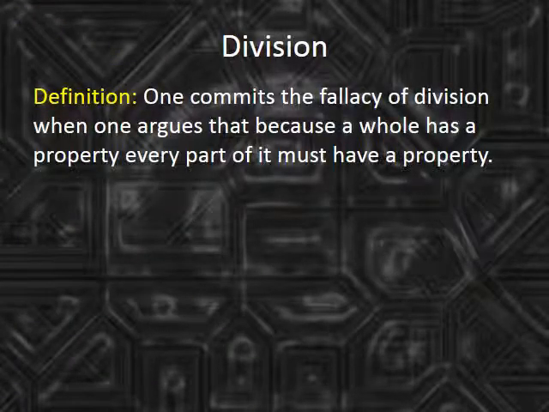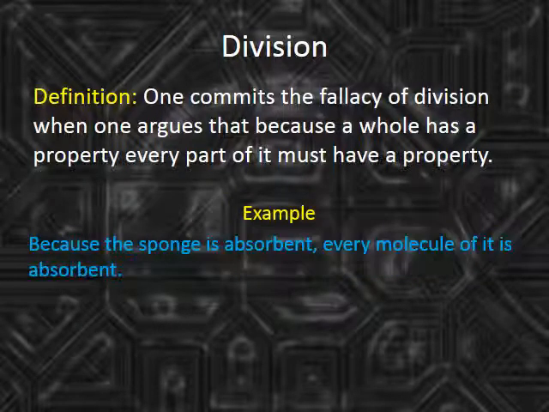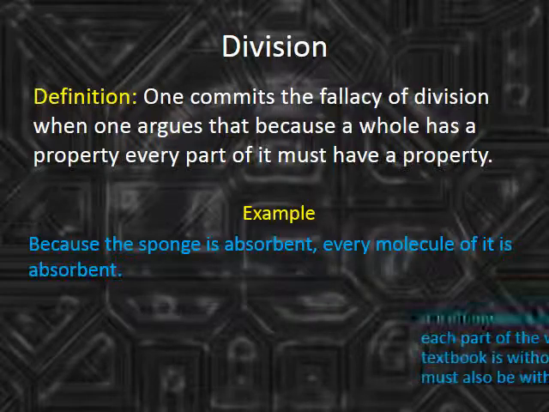The fallacy of division is the counterpart of the fallacy of composition. It occurs when one argues that because a whole has a property, every part of it must have that property as well. For example, suppose that somebody argues that because a sponge is absorbent, every molecule of the sponge is absorbent as well. This doesn't follow. Absorbency is a property that arises from an arrangement of molecules.